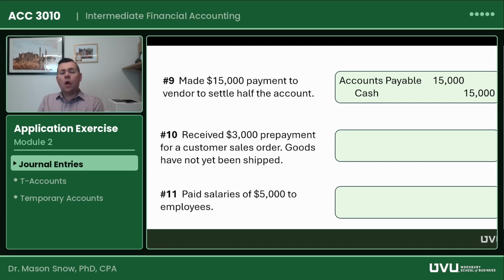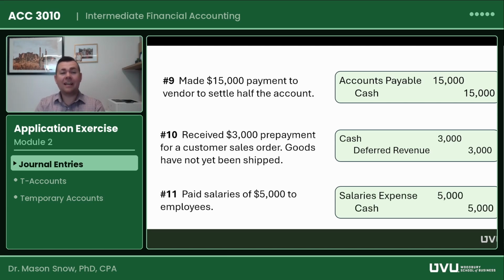Okay, number 10, another interesting one that you gotta rack your brain to remember how we account for these. We now receive a $3,000 prepayment for a customer sales order, but we haven't yet shipped the goods. In other words, we haven't really earned our share of that revenue. We've got the cash, so we can debit that, but we're going to credit a deferred revenue account. It's a liability. We have not yet earned it. We still have an obligation to a customer, so we keep that in deferred revenue until we fulfill our part of the bargain.